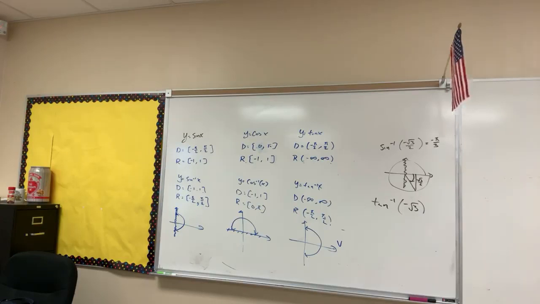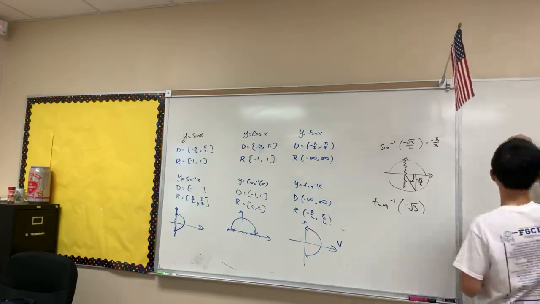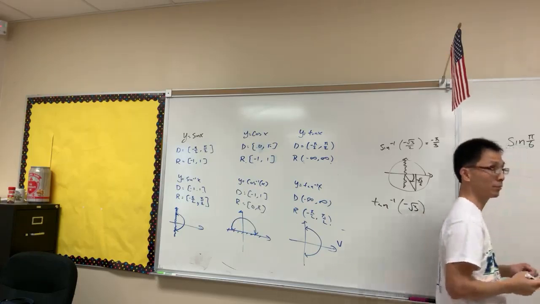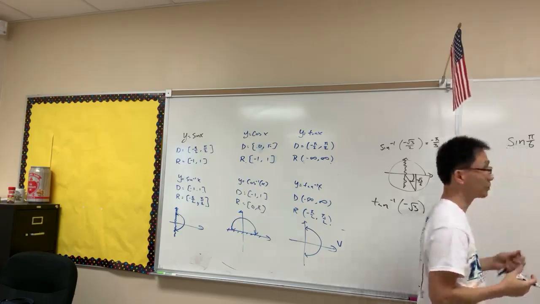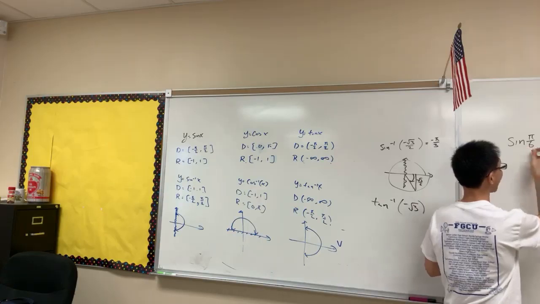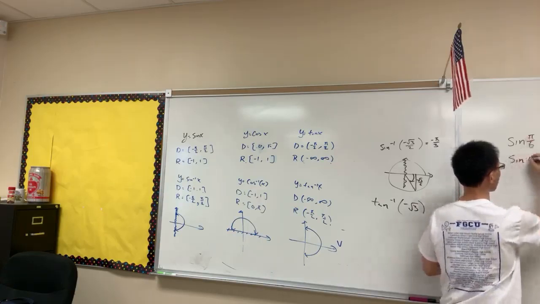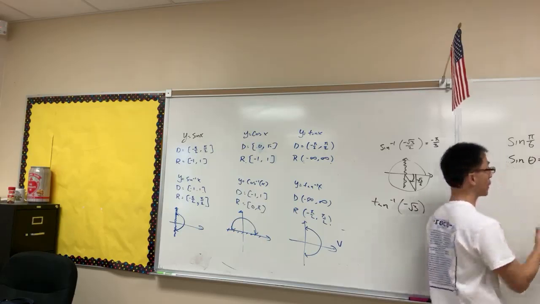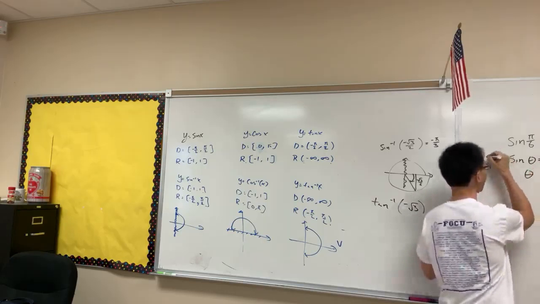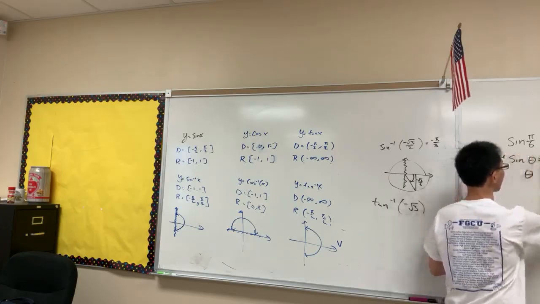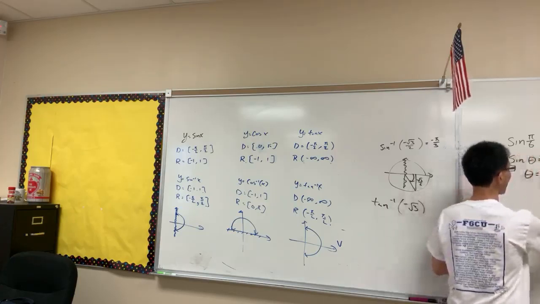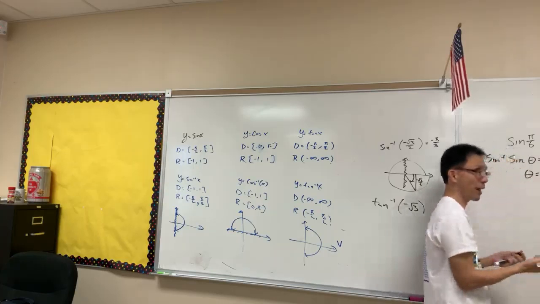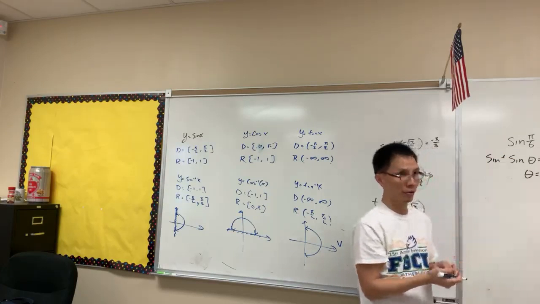Yesterday I already did this. I wrote it down in yesterday's notes. I don't know if you paid attention. Sine of pi over 6 is equal to 1/2. Now, I cannot assume that I don't know this function. Sine of theta is equal to 1/2. Basically, I'm going to do sine inverse on both sides. So that theta is equal to sine inverse of 1/2. So it's a different way of asking the question. Ask the question backwards.